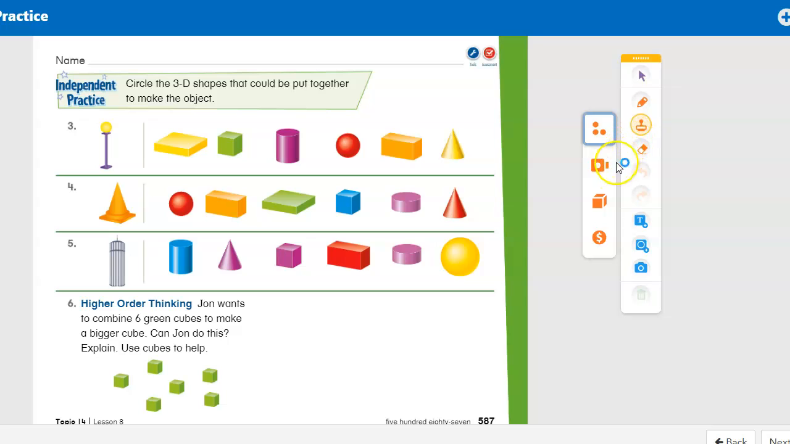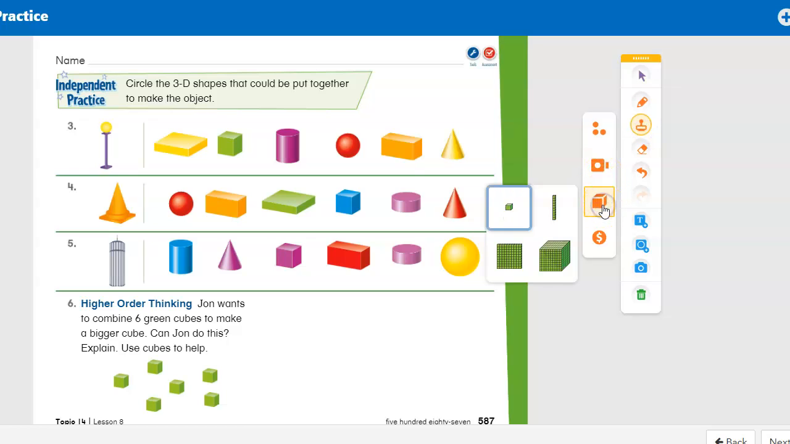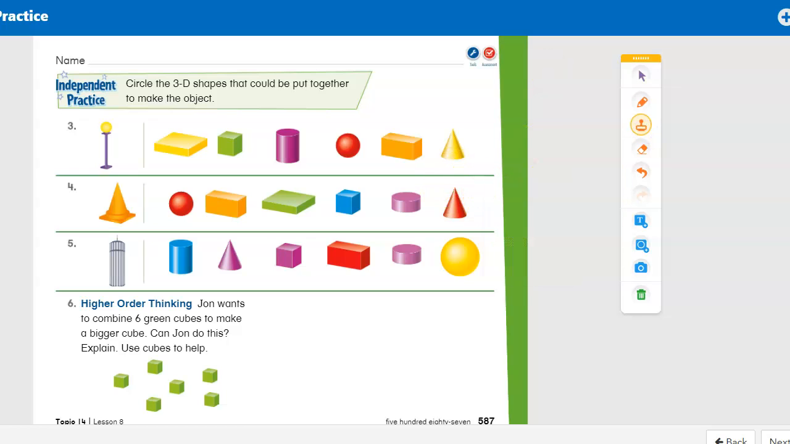For number 6, it says John wants to combine 6 green cubes to make a bigger cube. Can John do this? Explain and use cubes to help. So Mrs. Collier is going to help you do this part. I'm going to show you what it would look like if we were to combine these 6 green cubes together. This problem might be a little bit tricky since we don't have cubes and we're not in person, but I'm going to do my best to show you. So I'm going to take these 6 green cubes. Imagine we're playing with blocks.